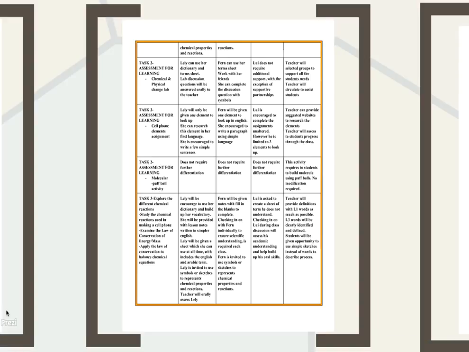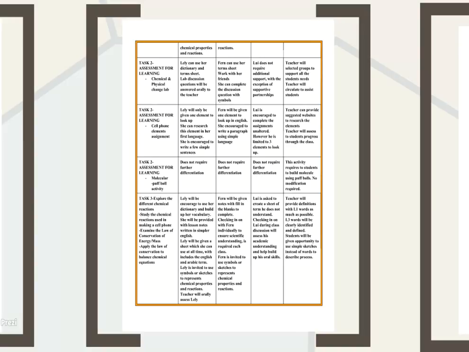So moving right along, we're going to look at task two, some of the assessments for learning when we're talking about the chemistry and physical change lab. So all the students will participate in the lab. During the lab, again, we're selecting groups that are appropriate for the students' needs, and the teacher is circulating to assist all students. But when we're looking at our three specific ELL students, with Lily, she again gets to use her dictionary, her term sheet.